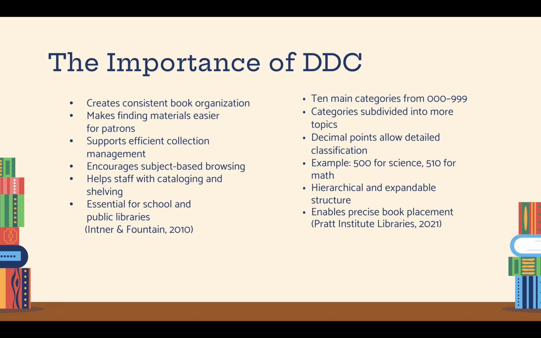One other key advantage is that it can be used to accommodate new knowledge by expanding its decimal structure. This flexibility ensures that emerging subjects, such as artificial intelligence or climate change, can be classified without disrupting the system's overall integrity. Understanding these key points helps us appreciate why the DDC continues to play a vital role in library organization.